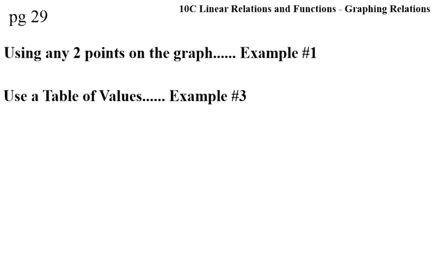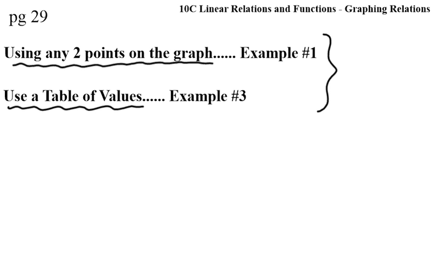So if you're at page 29 of the booklet, we have two examples on that page, and then on page 30 we have a third example. I've got to be honest with you, examples 1 and 2, even though it says something different, it's really the same thing. We can graph using any 2 points on the graph. We just have to find those. We can graph using a table of values. A table of values helps us to find points on the graph. So the two are very closely related. We'll take a look at an example of each.